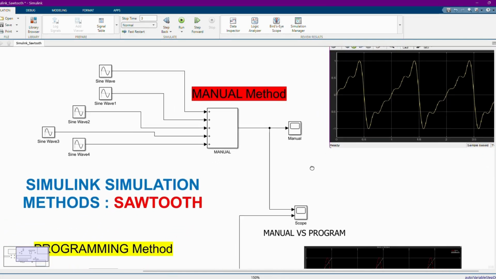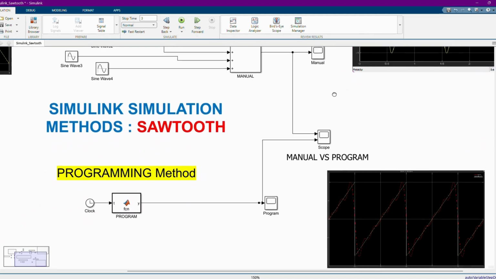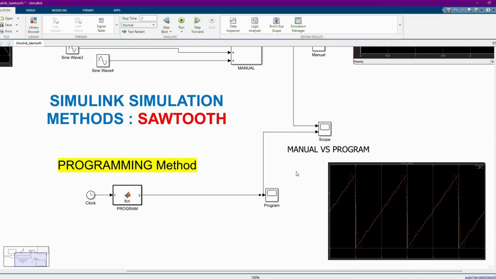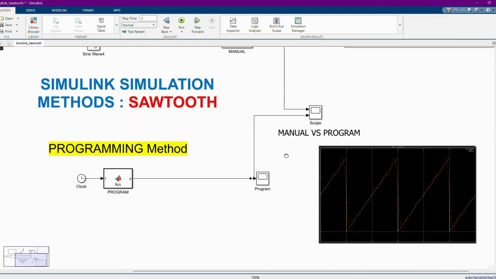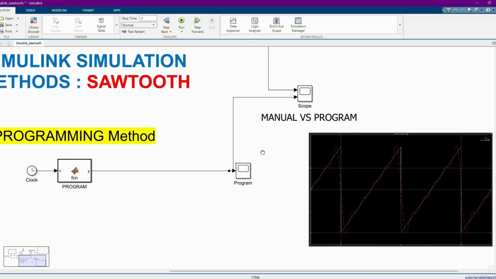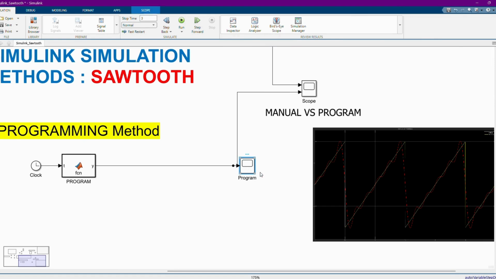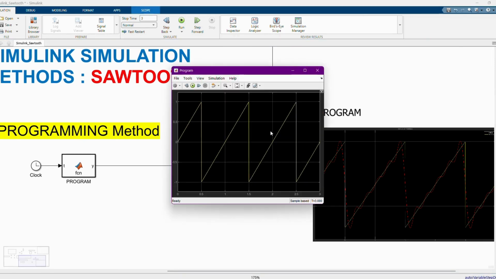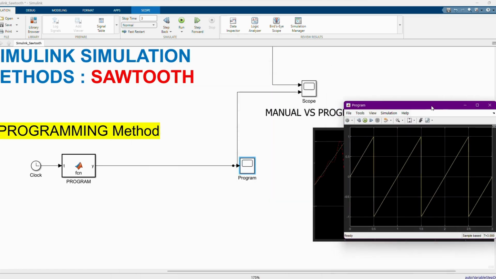Programming method. Using the MATLAB function block, we implement the Fourier series algorithmically. This approach is highly flexible and efficient, allowing us to change the number of harmonics, n, instantly via code without adding more physical blocks to the model.